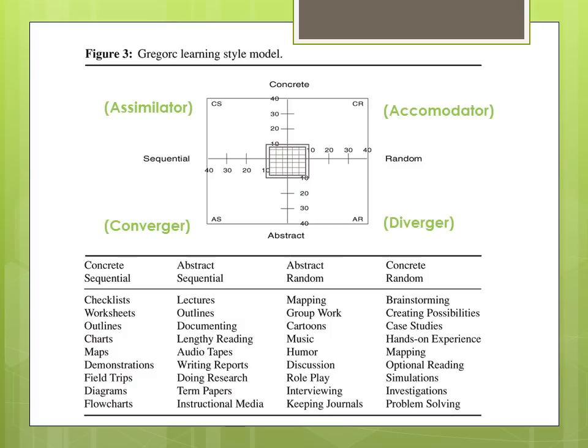And then your concrete sequential are very similar to your assimilators. These are the facts people. They're analyzers of ideas. They want to know the reasons, the information. They're the people that are going to organize that information. They're going to take that experience and then they're going to sequence everything so that it's really well organized and defined into the details.